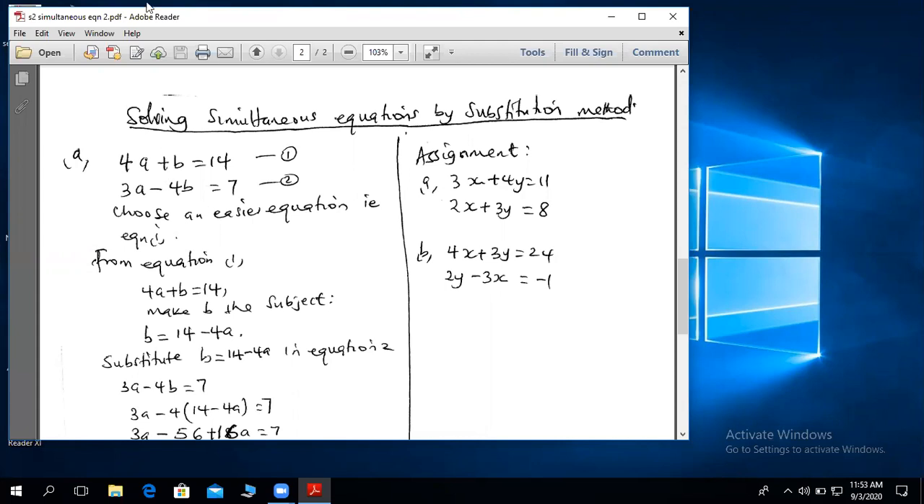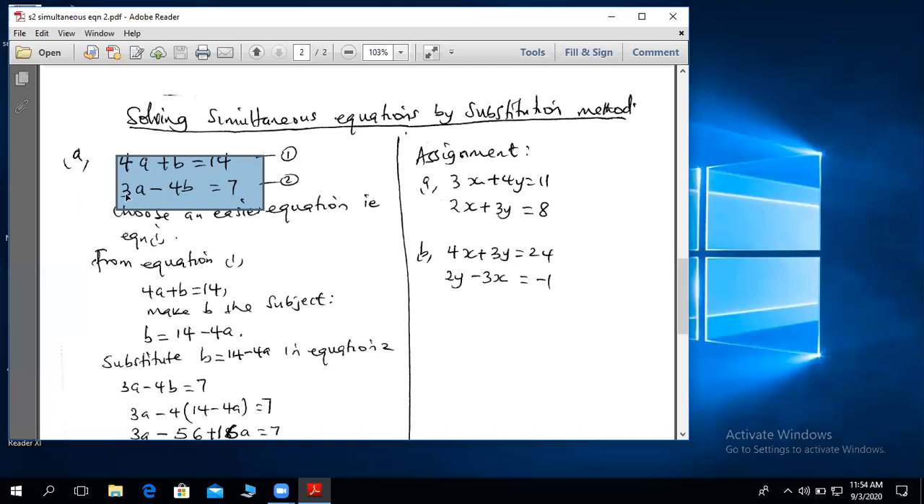Choose one equation which you feel is easier for you to make one unknown the subject of the formula. For me, when I looked at these two equations, I saw 4a plus b equal to 14, and 3a plus 4b is equal to 7. The first equation was very easy to make b the subject because I can just take 4a across and it becomes a negative, then I remain with b.